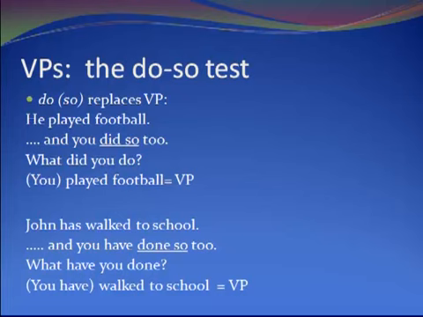John has walked to school. Now here we've got has walked, so we've got the perfect auxiliary followed by a participle form. So we then use the do so test with, and you have done so too, because there is that auxiliary, and we're looking for a verb phrase, and the auxiliary is separate. So we use the auxiliary, you have, and then do the do so bit. So you have done so too, and then you can ask the question, what have you done? You have, and what follows says walked to school, and that's the verb phrase then.